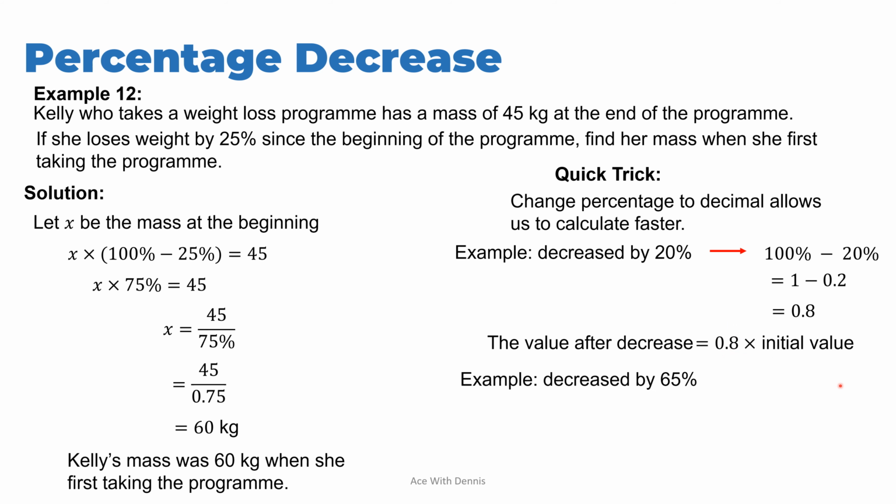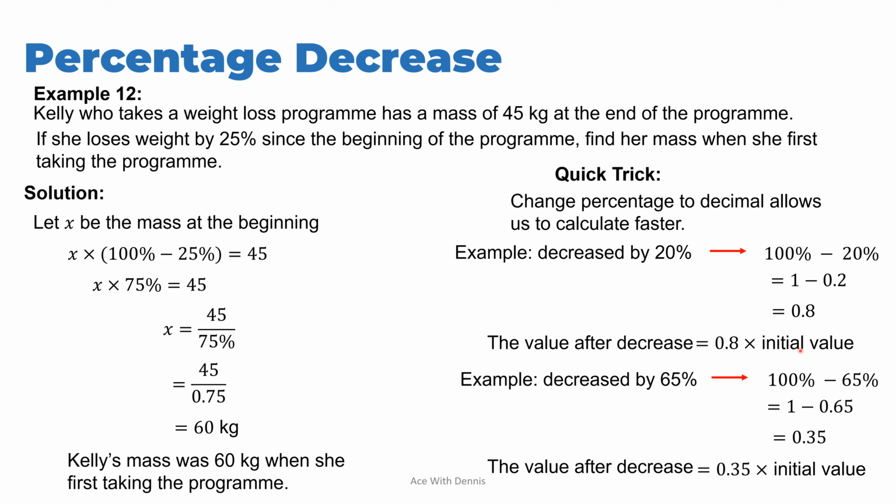One more example, decreased by 65%. So it is 100% minus 65%, which is 1 minus 0.65. 65% is 0.65, so the result is 0.35. The value after decrease will be 0.35 times initial value.